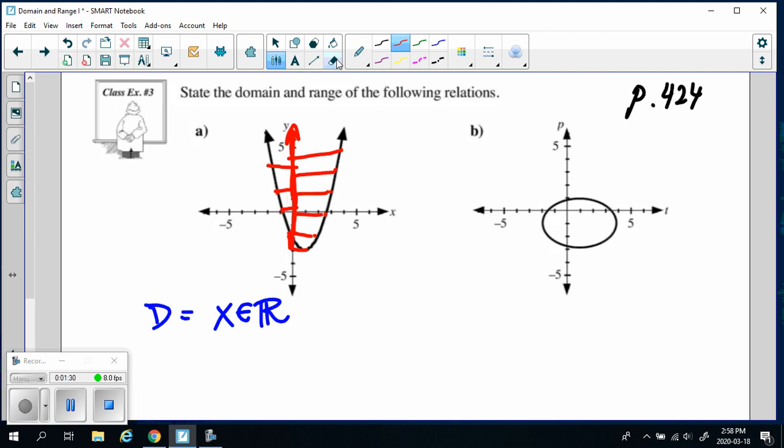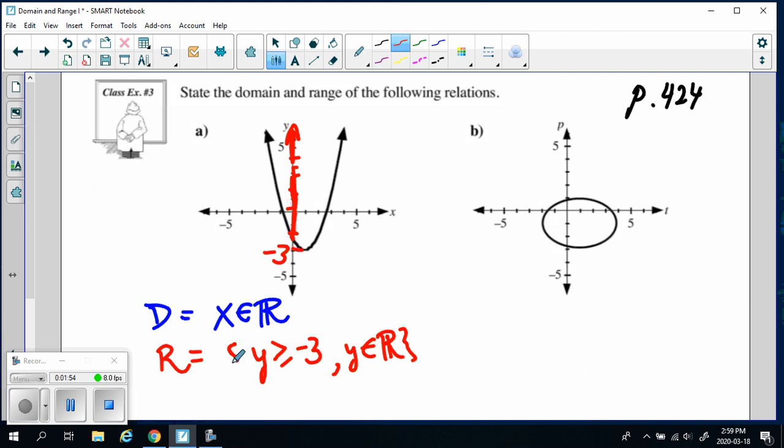So if you imagine all the values on the y-axis that will get hit, it is everything from -3 and upwards. So if we're looking at the range, we can say that all the y values get hit if they're bigger or equal to -3. And then we do put curly brackets around that.